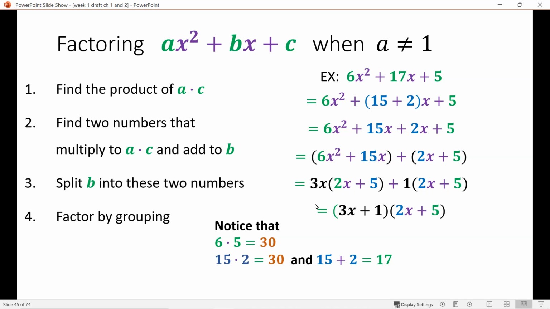Okay. So that's factoring when your leading coefficient does not equal 1. You really want to make sure that you know how to do this because you're going to have a lot of polynomials, a lot of quadratics that have a leading coefficient that is not 1.